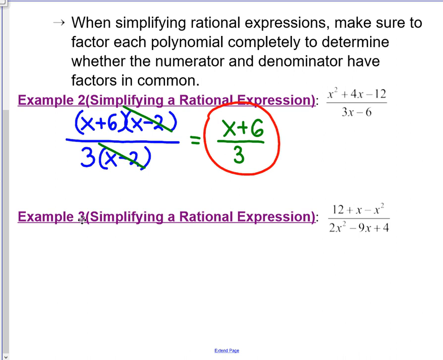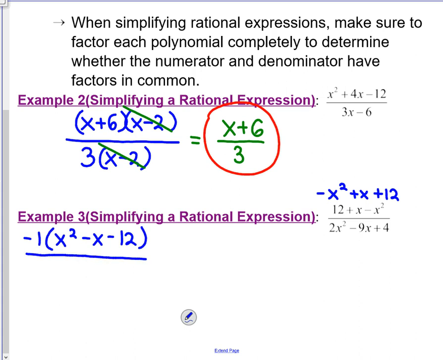We can do this. So moving forward to example 3, the first thing I recognize in example 3 is that the terms in the numerator are not in a great order. It's not in standard form. It's in ascending order versus descending order. So I'm going to rewrite just above it, -x squared plus x plus 12. And my very first step of factoring the numerator, I'm going to factor out a -1. That'll change all the terms' signs. X squared minus x minus 12.